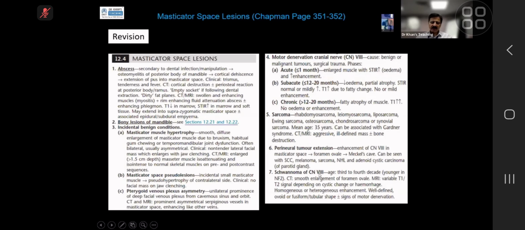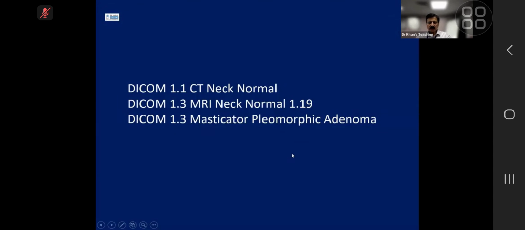So the point I'm making here is that this example tells you the principles of head and neck radiology. First of all, place the lesion, and then look at the radiological features and the clinical features, and then reach a final diagnosis. So this was it. Now, let me go through a few DICOM images regarding our anatomy.